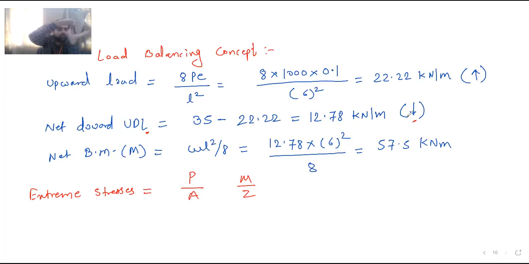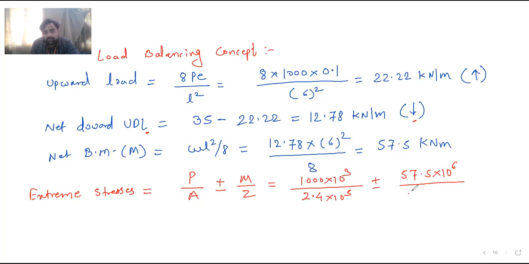Now suppose the net downward UDL is acting on the beam, so due to that UDL it will sag like this. So if sagging is there, then compression is at top and tension is at bottom. So if you put the values, it is 1000 into 10 raised to 3 divided by 2.4 into 10 raised to 5 plus minus 57.5 into 10 raised to 6 divided by Z, 2.4 into 10 raised to 7. Now solve it, we will get the stresses at top.